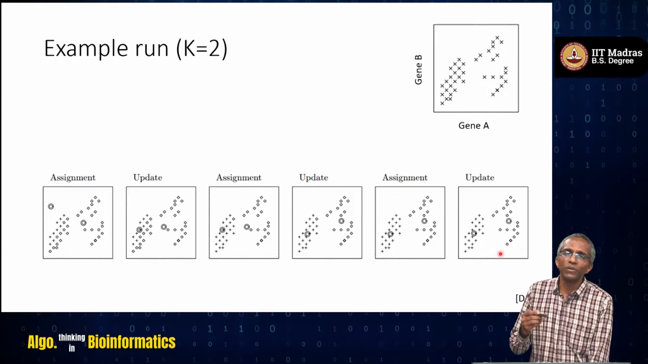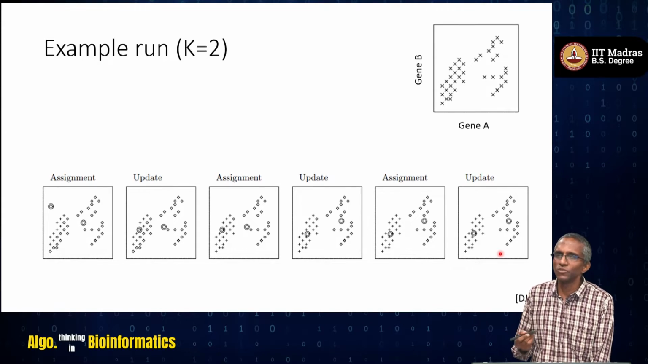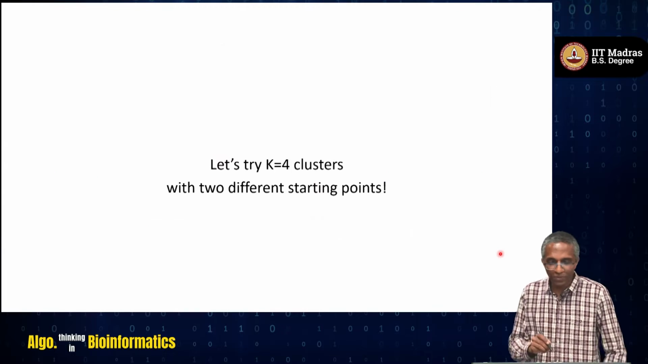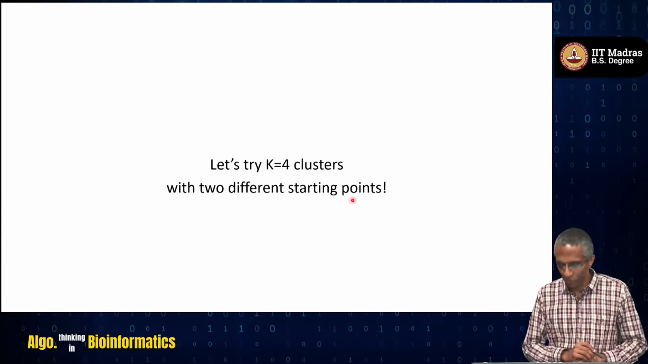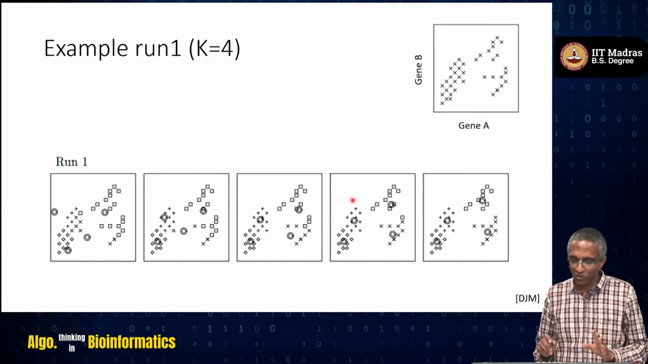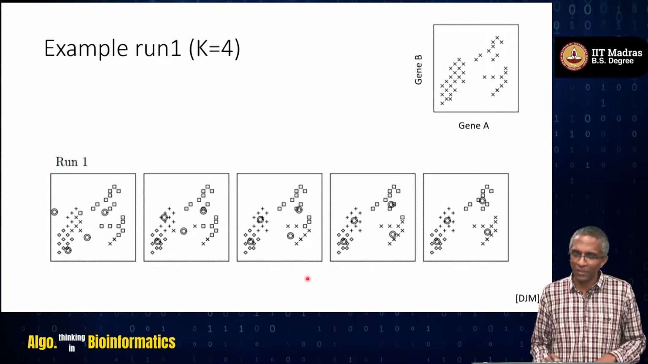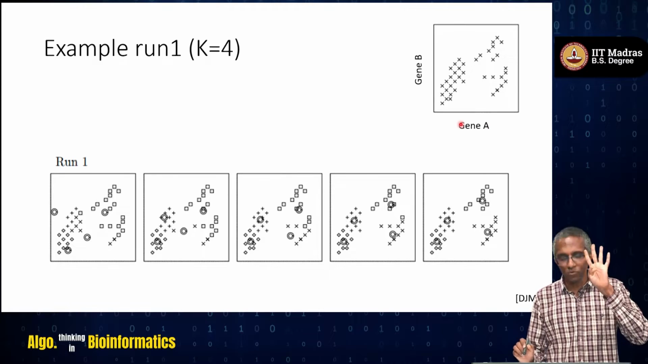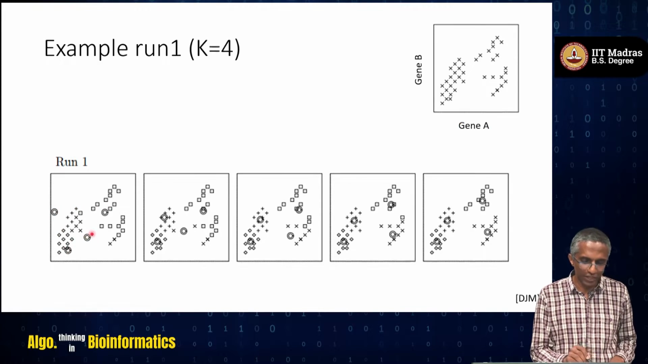We are going to analyze the properties of this algorithm. To do that, I need to show you two more examples, so please bear with me if you have seen k-means before. Let's try k equal to 4 clusters, with two different starting points. This will help us understand the properties of the algorithm, how it works on different data sets, and whether it is sensitive to the initial starting point. So again we have the same data as before, but instead of 2 clusters, we now have 4 clusters, capital K equal to 4.